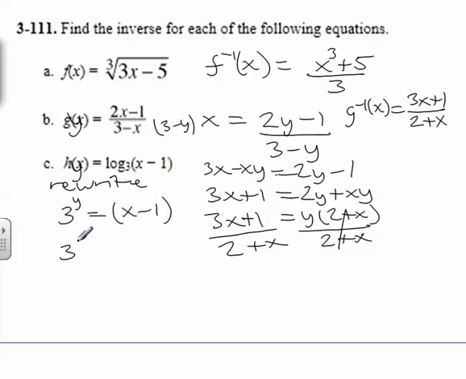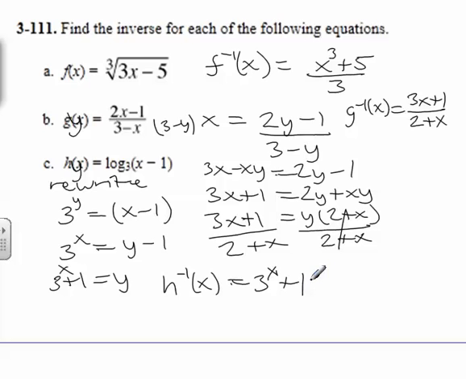Now that it's in exponential form, I'm going to do the inverse by switching x and y. So now I've got 3 to the x equals y minus 1. To get y by itself, all I need to do is add 1 to both sides, so y is equal to 3 to the x plus 1. And this is the inverse. So h to the negative 1 of x is 3 to the x power plus 1.